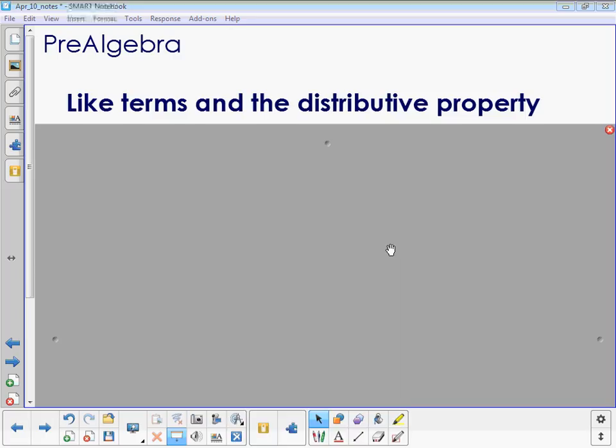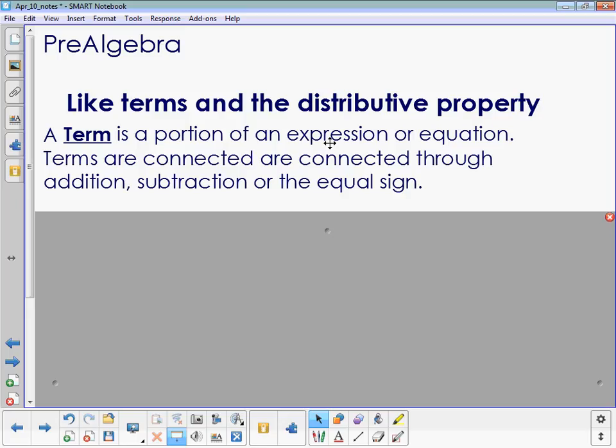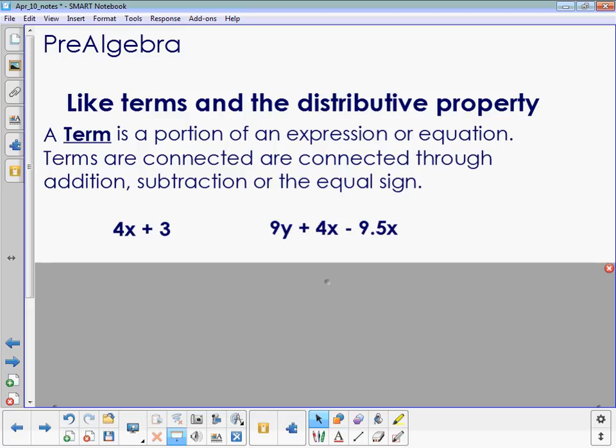First thing I want to look at is what does it mean by like terms? Well, a term is a portion of an expression or an equation. Terms are connected through addition, subtraction, and the equal sign. So when I look at this problem, the 4x is a term. The 3 is a term. They're connected by a plus sign. The 9y is a term. The 4x is a term.